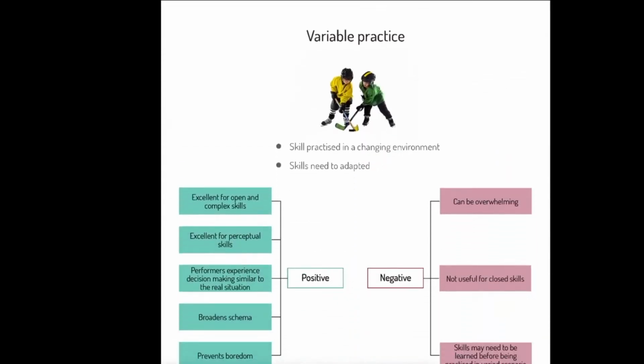Now, variable practice, and look out also simply for the term varied practice, which, by the way, I would argue is actually the correct term. But anyway, variable practice, it's skill practiced in a changing environment. Now, we can already see from our hockey example here that the skills need to be adapted. There's a changed environment. We need broad schema for certain things, because the environment changes all the time. These are variable practice environments.